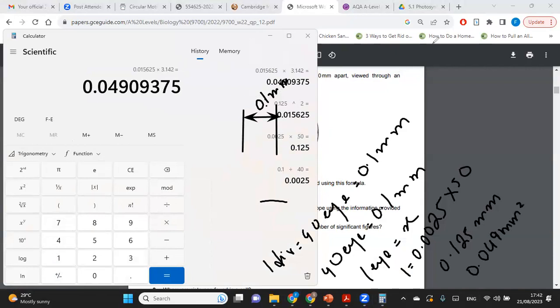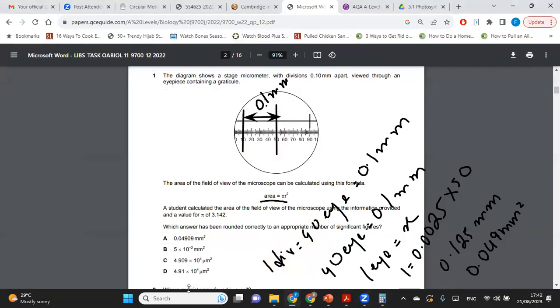Right? Now, again, let's continue with our calculation. So now we need to give the answer. They're asking which one of these is rounded correctly to the appropriate number of significant figures. So we have to tell them which one is rounded off correctly. Okay, option A matches our answer. We are getting the same answer, right? But this is not rounded off appropriately.